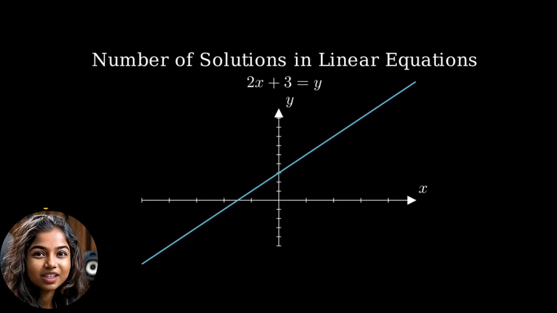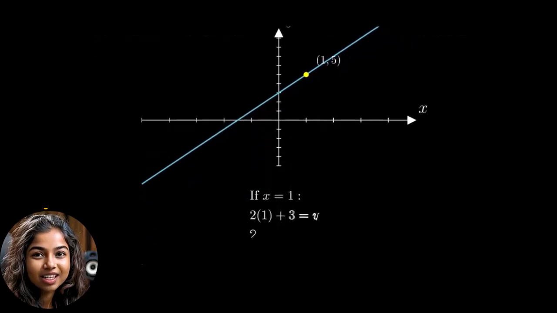Now, let's understand why this line represents all solutions. For any x value we choose, there will be exactly one corresponding y value that satisfies the equation. For example, if x equals 1, then y must equal 5, giving us the point (1, 5). This is true for any x value we choose. Each x value corresponds to exactly one y value, creating exactly one solution point on the line.